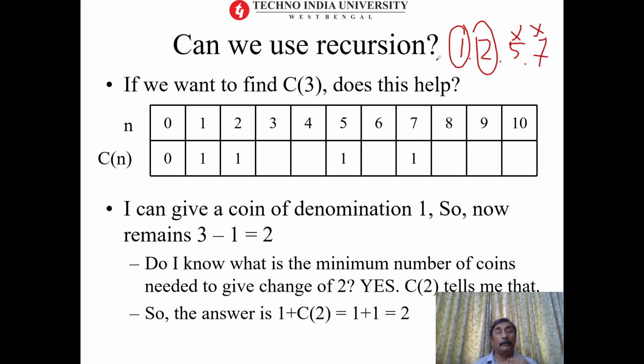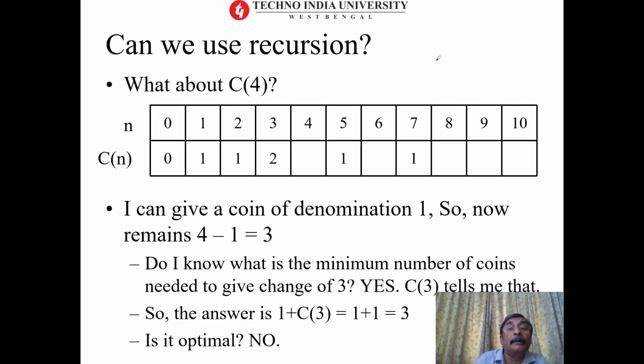So I give the person a coin of denomination 1. So how much is remaining? 3 minus 1, which is 2. Now, for a change of 2, what is the minimum number of coins that I need to give? It's already there, 1. So my answer will be 1 plus C2, that is 1 plus 1, which is 2. You could definitely argue, what if I first decide to give a coin of denomination 2 to the person who wants a change of 3? That's right. We can ask that, and that will be discussed in the next slides.